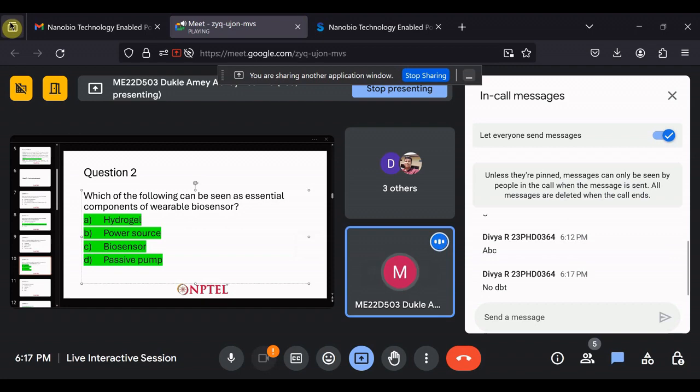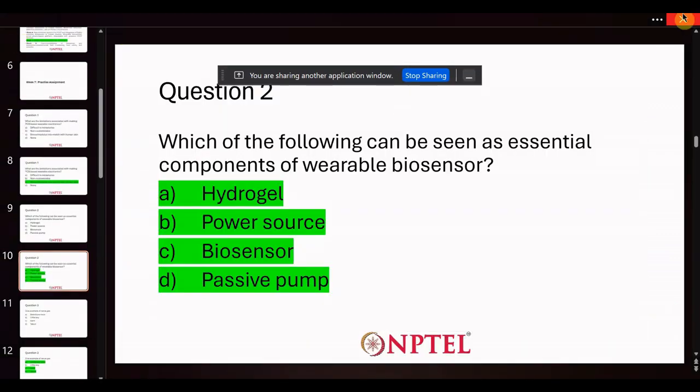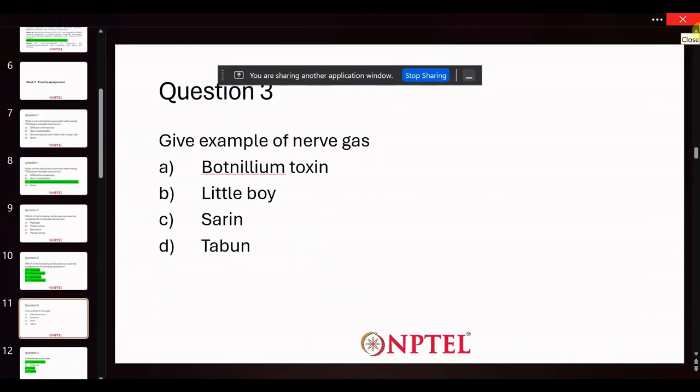Okay, so now moving to the next question. These are all theoretical questions. Give an example of nerve gas: botulinum toxin, little boy, sarin, taboon. These are very theoretical questions.